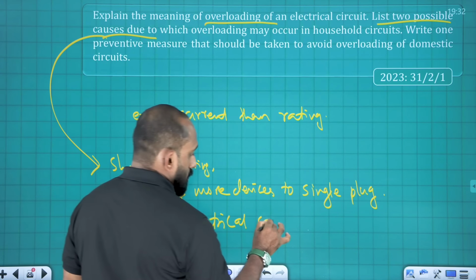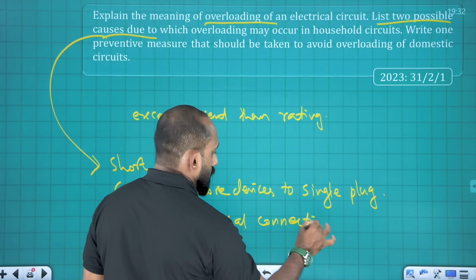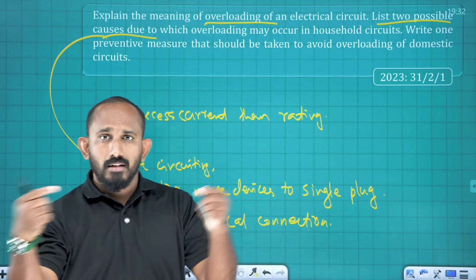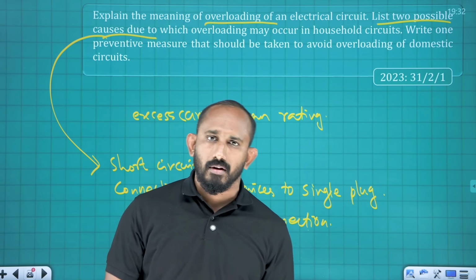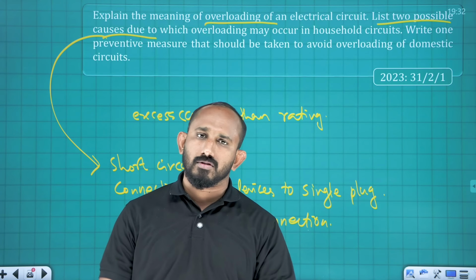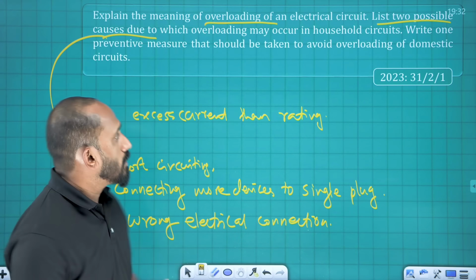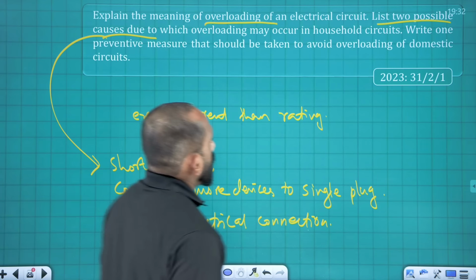Wrong electrical connections. Like you connect a 15 ampere line to a device that needs 5 ampere. Of course, overloading will be there. It will damage the circuit. Got it? Now, one more part is there.